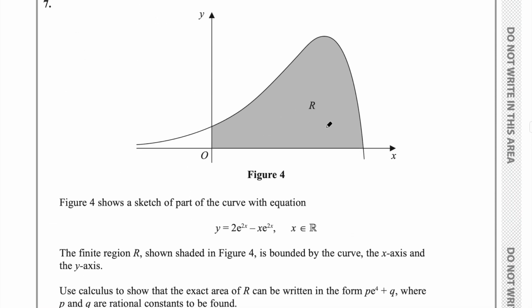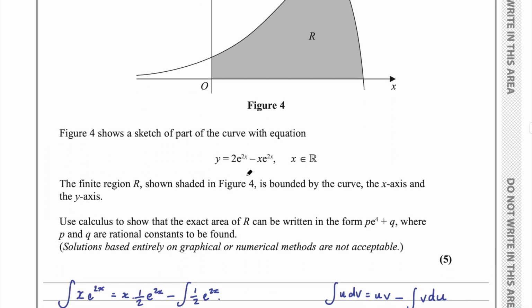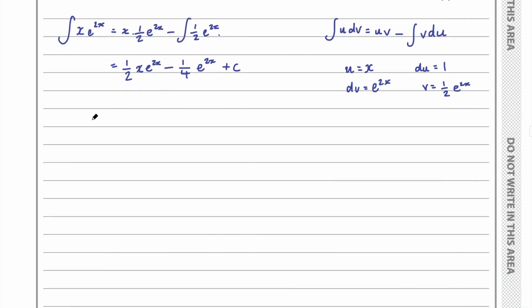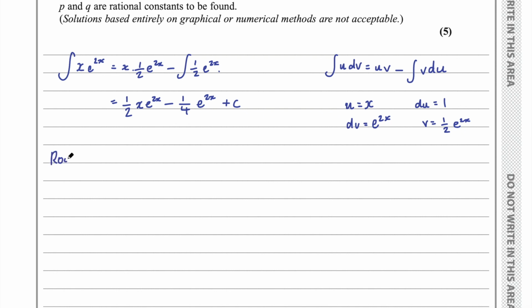So to find this area R, we also need where this area starts and ends. So I know it starts at 0, but I also need the x value for where the graph crosses the x-axis. So one way I could do that is to find the solutions of this equation. So let's say we're looking for the root or the roots of this equation. So let's start off with 2e to the 2x, take x times e to the 2x equals 0. That's where we're going to find where it cuts the x-axis, where y equals 0, and then factorize the e to the 2x out, so therefore e to the 2x multiplied by 2 take x equals 0.